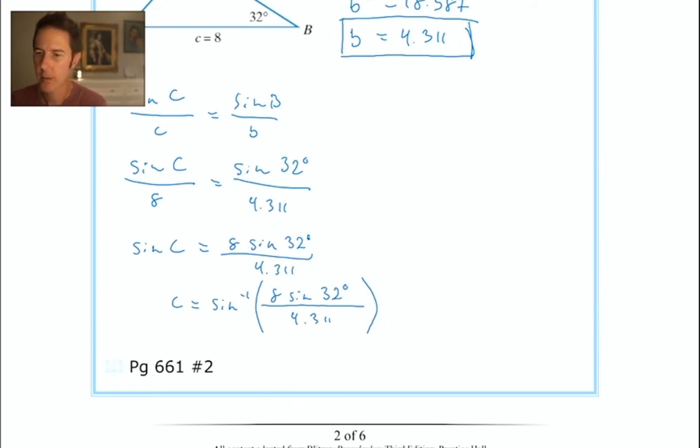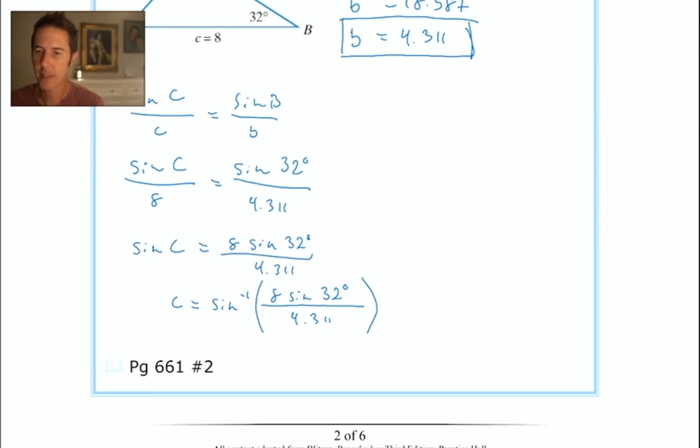I'm going to type in the inverse sine, so second sine. It opened parentheses for me automatically. I'll type 8 and then hit the sine button, which opens another set of parentheses. I'll type in the 32 for the 32 degrees. I'm going to close the parentheses, divided by, now instead of typing divided by 4.311, I'm going to do divided by x. Close my parentheses again and hit enter.